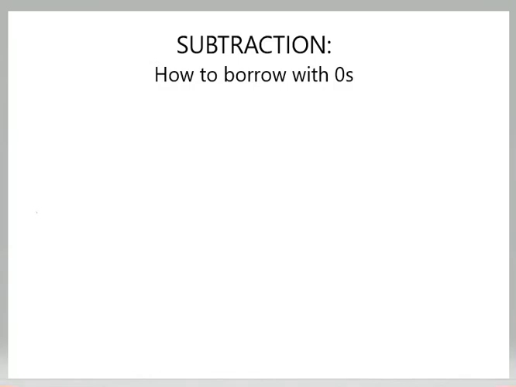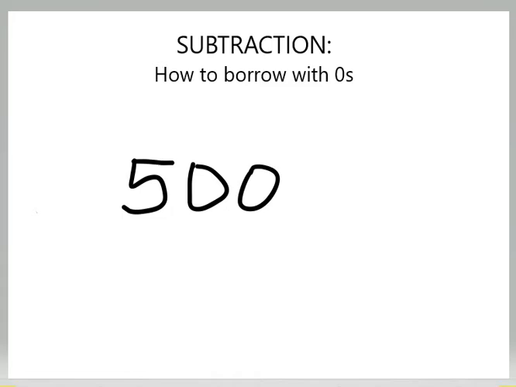In this video, we're going to be doing subtraction with a special attention to the zeros and how to borrow with them. Okay, let's get started. We're going to write in here 5,000. I know my zeros look a little wonky. They tend to do that. Okay, minus 1,428.